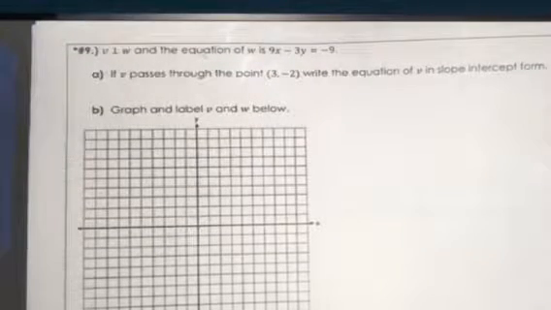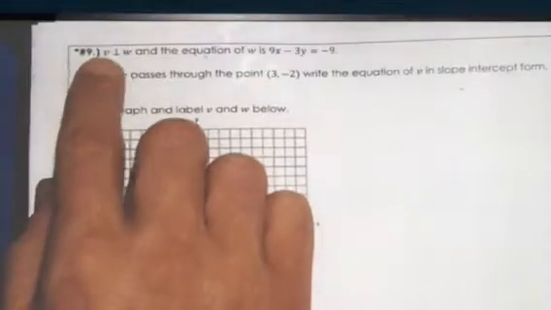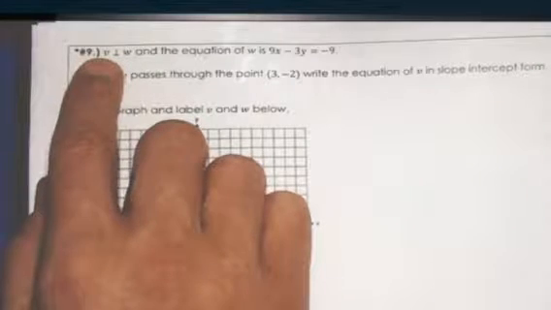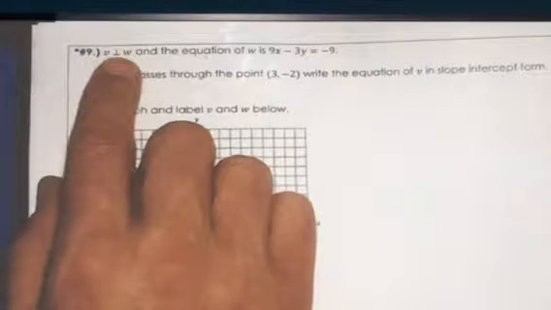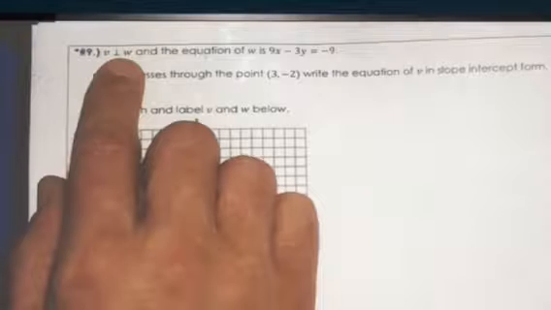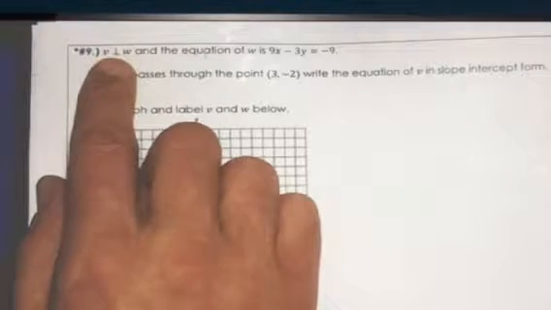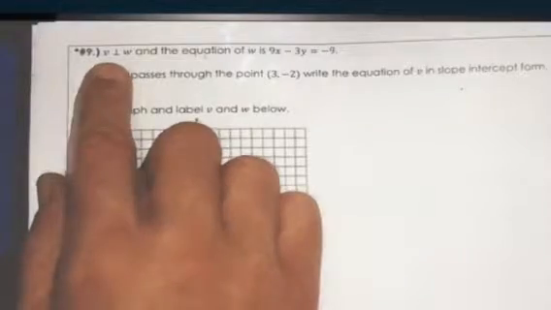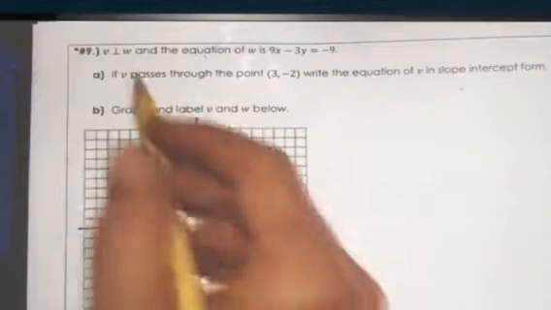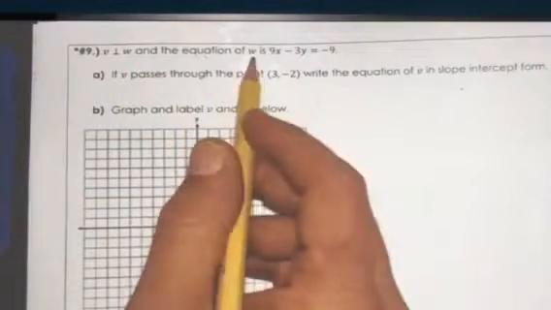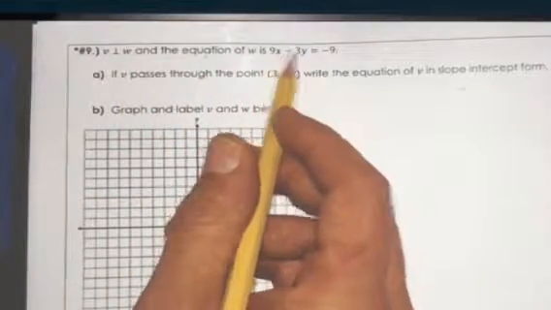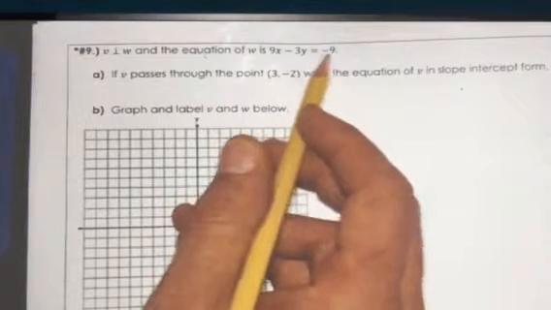Let's finish this exam review with questions 9 and 10. Question 9. Line V is perpendicular to line W. So that tells me the relationship between the slopes. They don't have the same slope. We'll figure out one slope and then we will change it in a certain way to get the other slope. And the equation of W is 9x minus 3y equals negative 9.